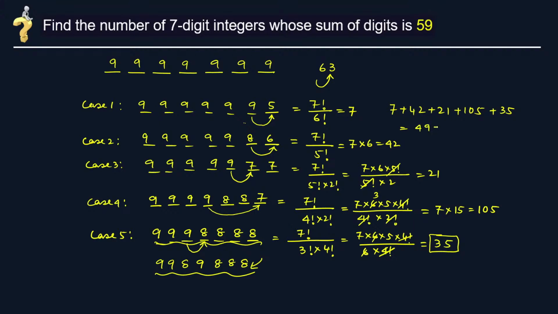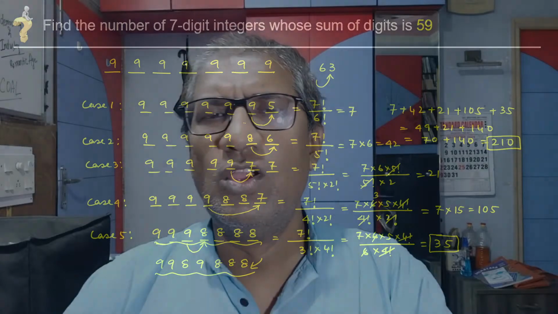This is 49 plus 21, this is coming to 70. And this is 140. So answer is 210. So 210 such numbers are there. Numbers means 7-digit numbers are there such that the sum of the digits will be equal to 59.